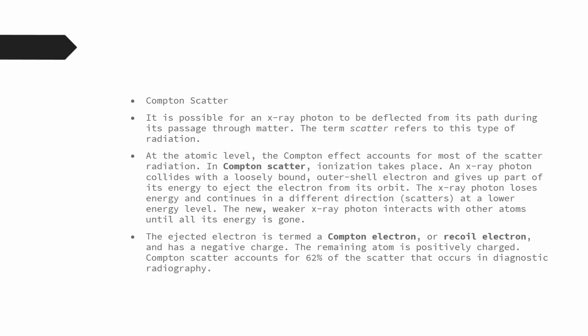So the X-ray photon loses the energy and continues in different directions, right? It scatters at a lower energy level. Now the new, weaker X-ray photon interacts with other atoms until all of its energy is gone. So the ejected electron is termed Compton electron or recoil electron and has a negative charge. So the remaining atom is positively charged, and this accounts for 62% of the scatter that occurs in diagnostic radiography.